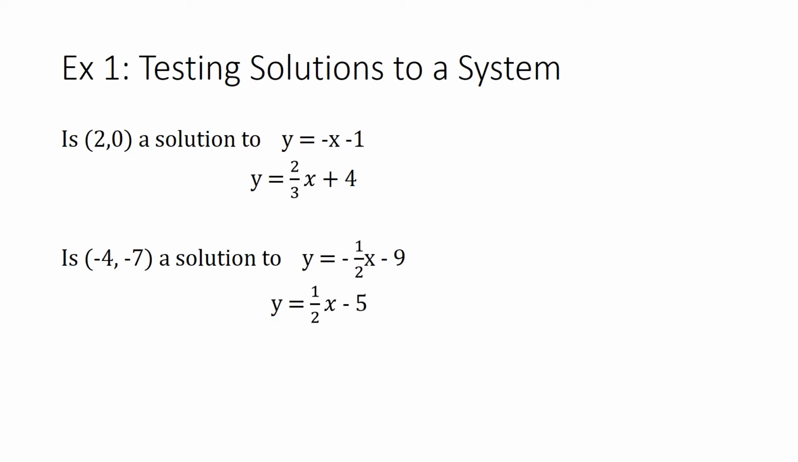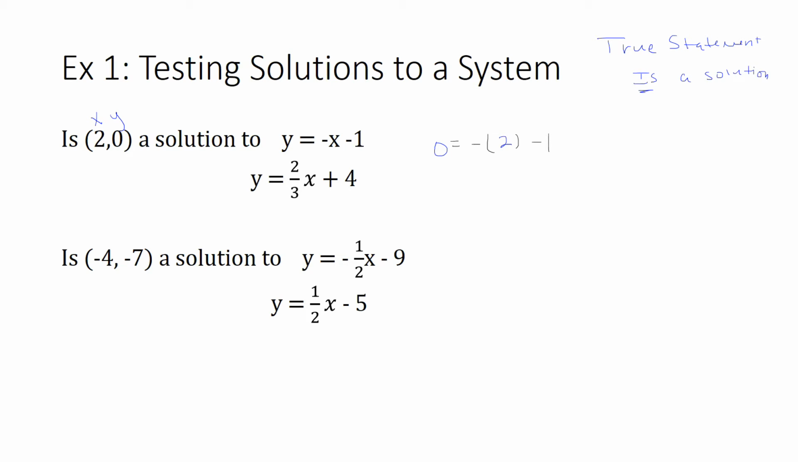So for your homework, you're going to need to know, is a certain point a solution to a system? So this is super easy. All you're going to do is plug in your points into your equations. So that's your x and that's your y. And to test them, you're just going to plug them in. So you have 0 is equal to -x minus 1. X is 2, sorry, and y is 0 here. And what we're looking for are true statements. If it's a true statement, then it is a solution.